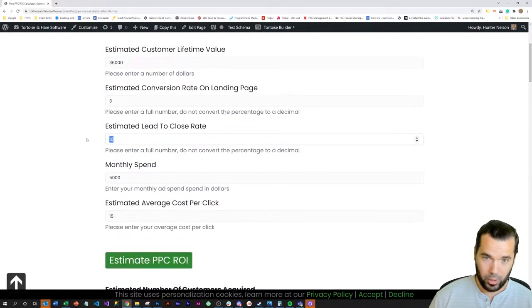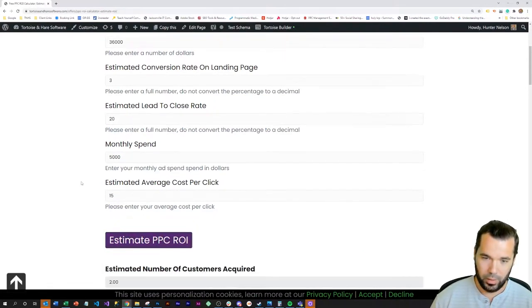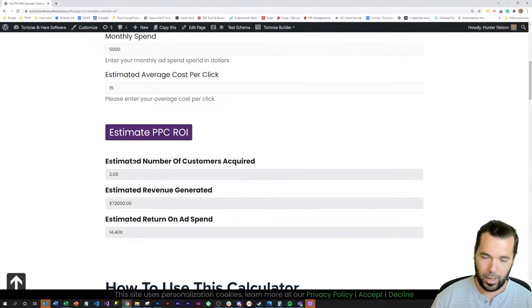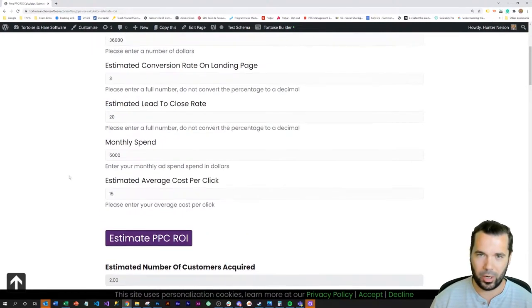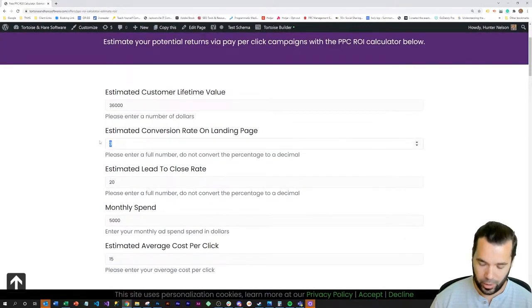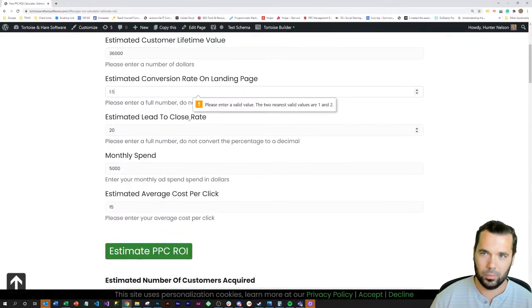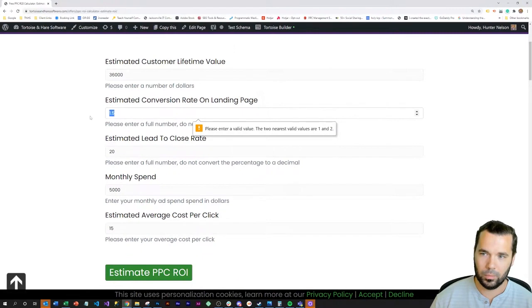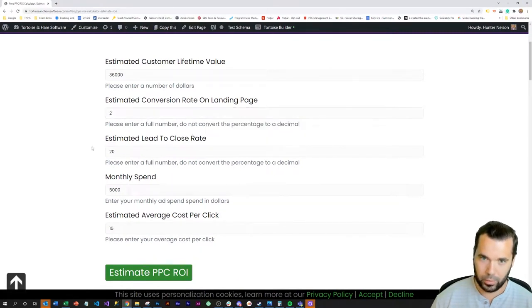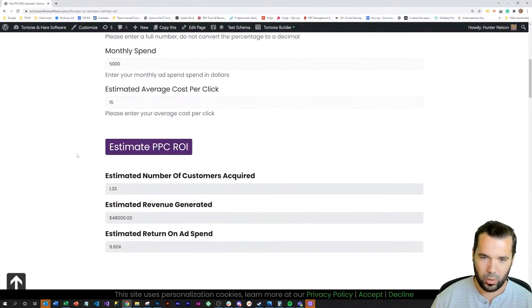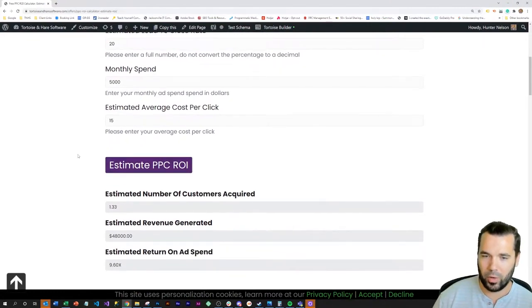If you bump your lead to close rate up to 20% and estimate it, then you bring on 2 customers a month, you make more money, higher return on ad spend. But let's say your conversion rate's 1.5 on the landing page. Okay, I guess this has to be whole numbers, so let's say it's a 2% conversion rate.